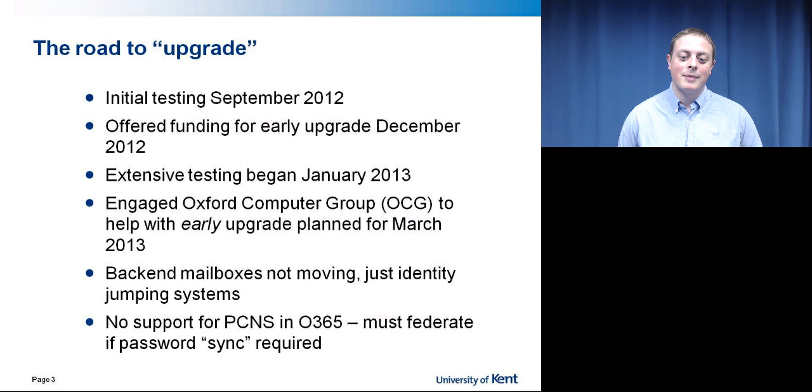So just after Christmas we started actually properly looking at how this upgrade process was going to work, how all the authentication was going to work. We engaged the Oxford Computer Group to help us with the upgrade process, so we had a couple of days with them in January and then some time later on to set some extra stuff up. During our time with them, it became apparent that although the service was being upgraded, the only thing that was actually happening was the identities were being moved from the Live at Edu infrastructure onto the Office 365 infrastructure. The actual back-end mailboxes don't move.